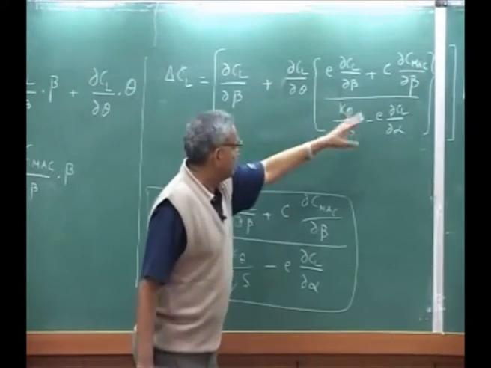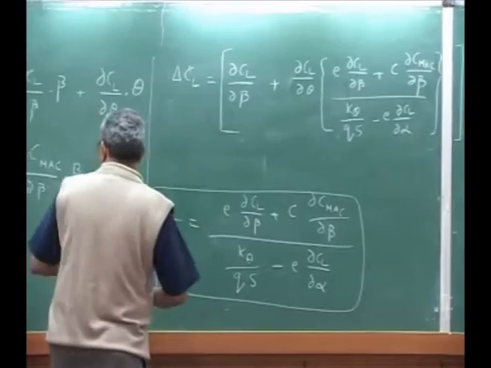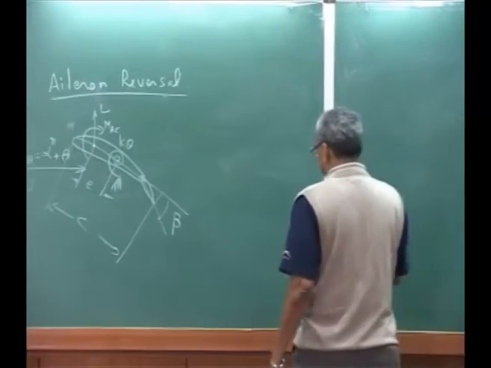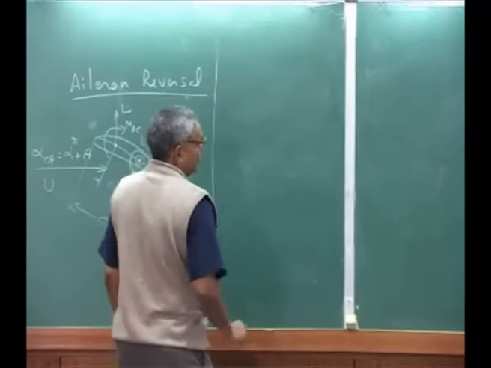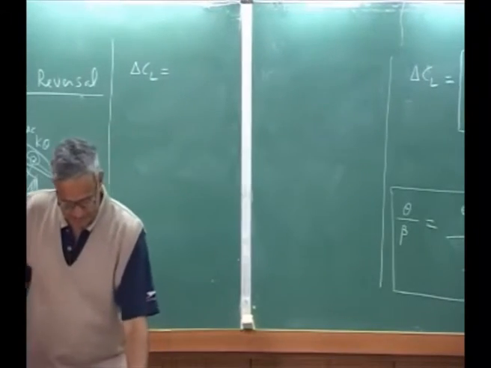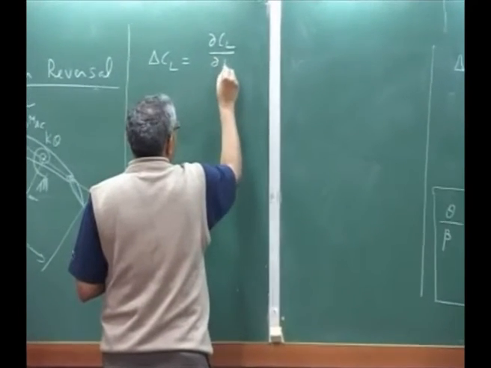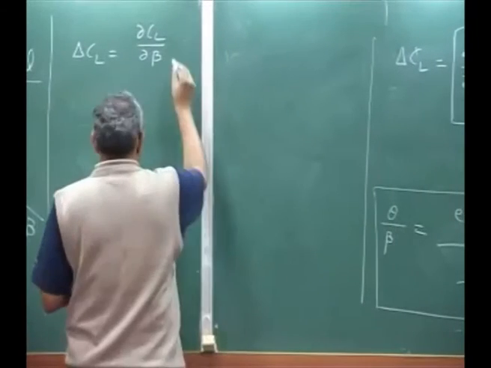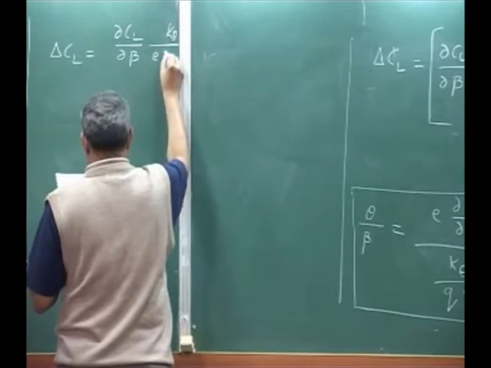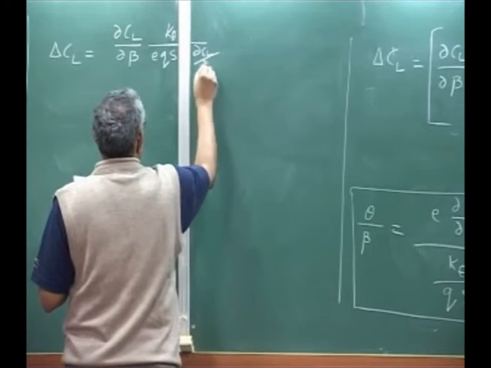You put them as a numerator and denominator, etc. Simplify this expression. I erase this part. You will have your delta CL becomes, I am simplifying this, please understand, this is delta CL over delta beta, K theta over, because you can simplify this, E Q S delta CL over delta theta.